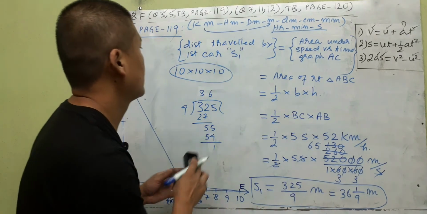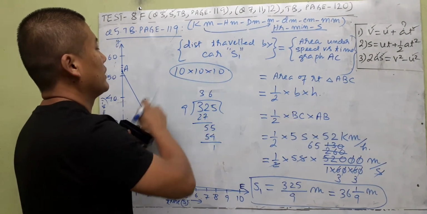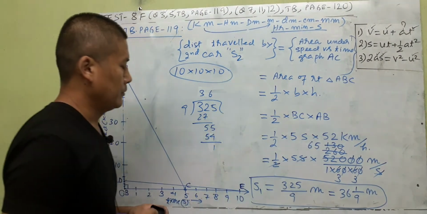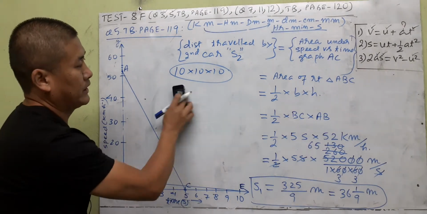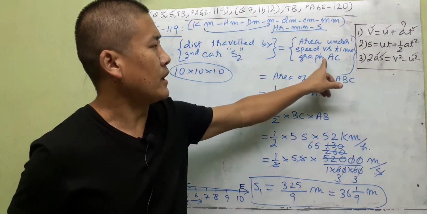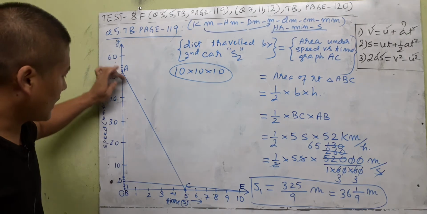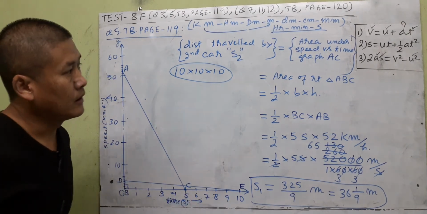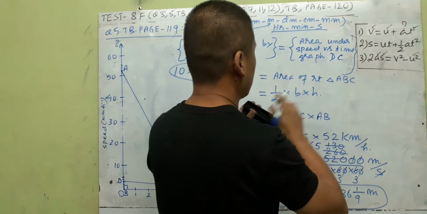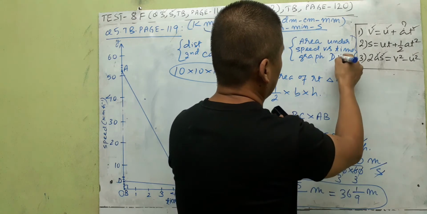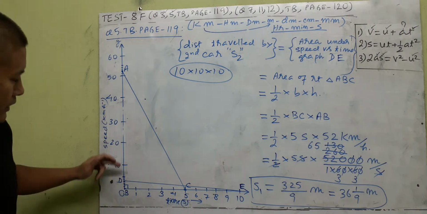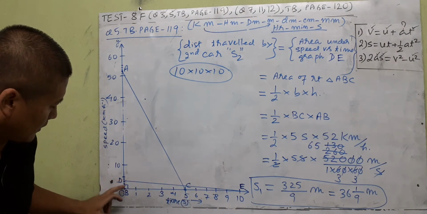Okay, then next, distance traveled by second car, likewise let us do. Which is S2 this time. Follow me and just do it slowly by thinking, it's not hard. So that also formula is area under the speed versus time graph, but this time the graph of second car is DE, first car is SE. So we have to replace this SE by this DE. And under DE is not ABC but DBE.